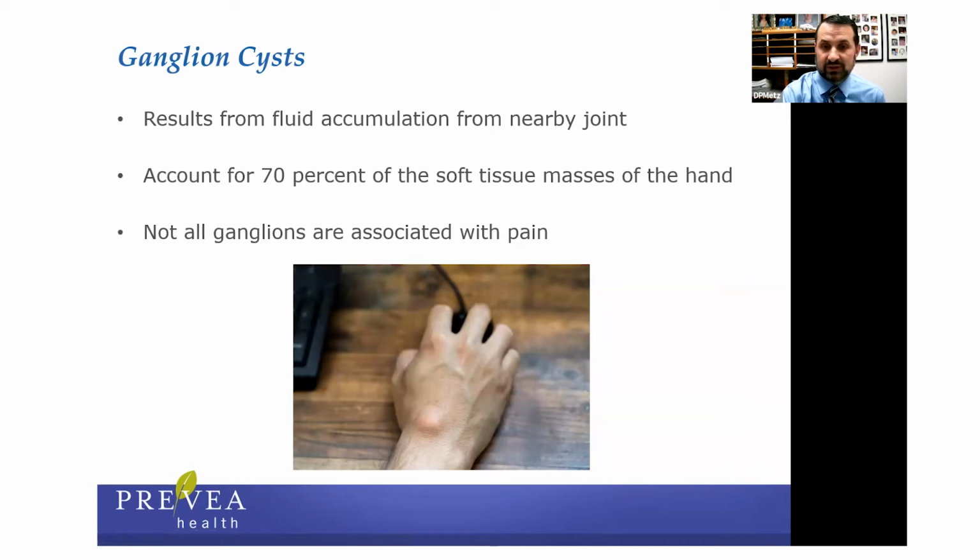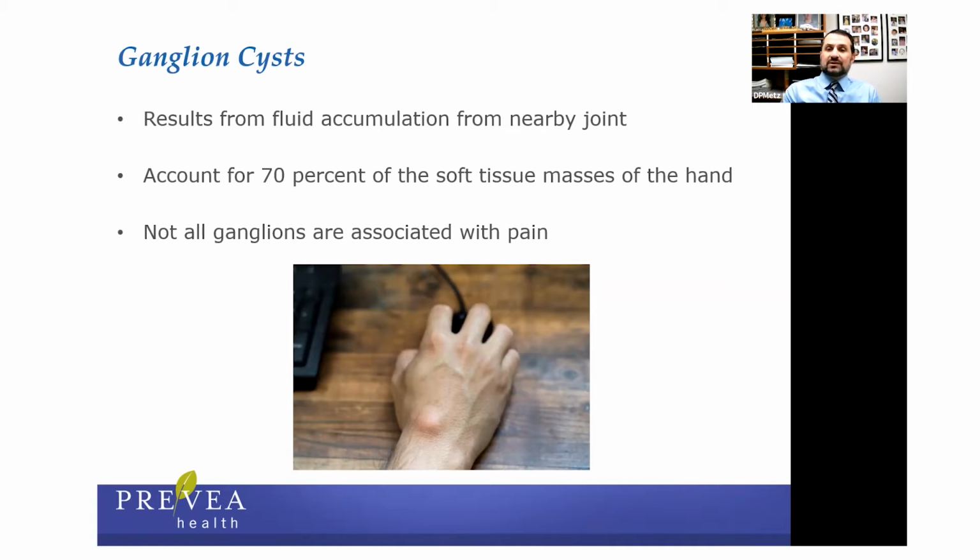That is something that I can just look at, and after many years of experience, I know we don't need to spend a lot of money working this up, meaning that you can do ultrasounds, you can do MRIs. Usually we start with x-rays to see if that cyst is related to arthritis or a bone process. But for the most part, that's a ganglion cyst.